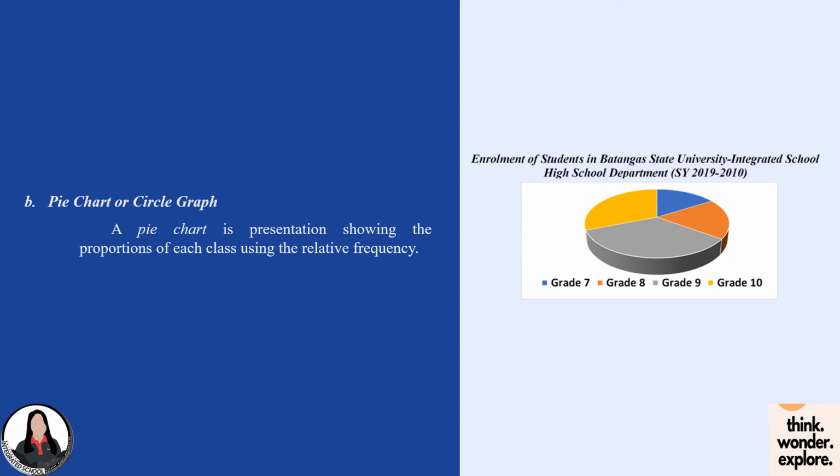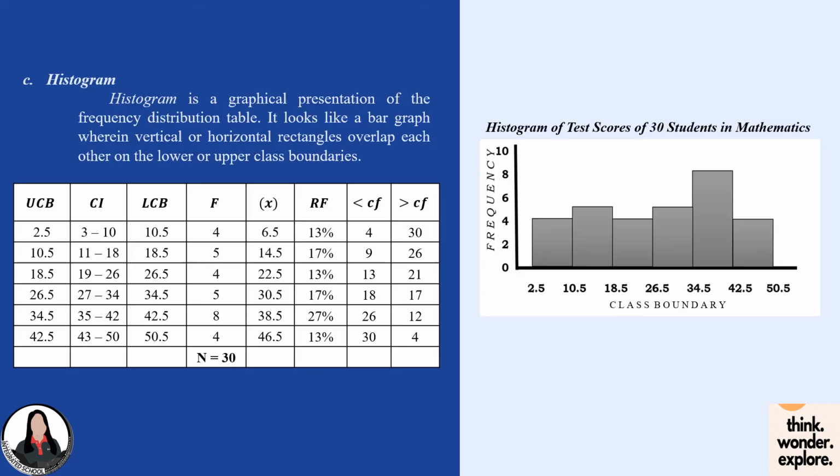Next, we have the pie chart or the circle graph. So this is a representation showing the proportions of each class using the relative frequency. Okay? So kapag ginamit nyo itong pie chart na to, this is usually used kapag gusto nating i-compare ang isang class sa kabuuan. Okay? Next.